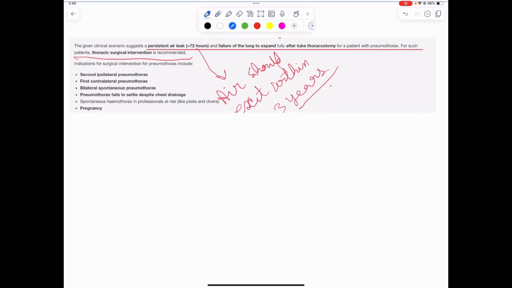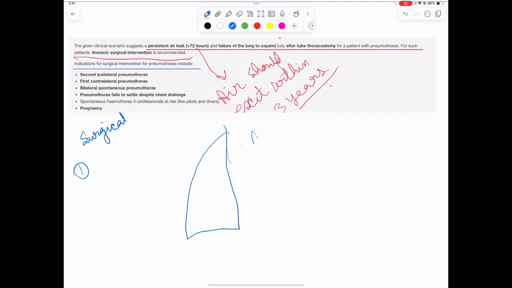Now there are some additional topics that I would like to go through, because now remember pneumothorax. What is the indication for surgical intervention of pneumothorax? The conditions are persistent air leak, and failure of the lung to expand fully after tube thoracostomy, and for such patients thoracic surgical intervention is recommended.